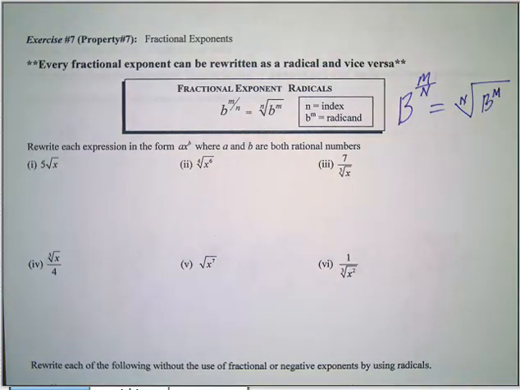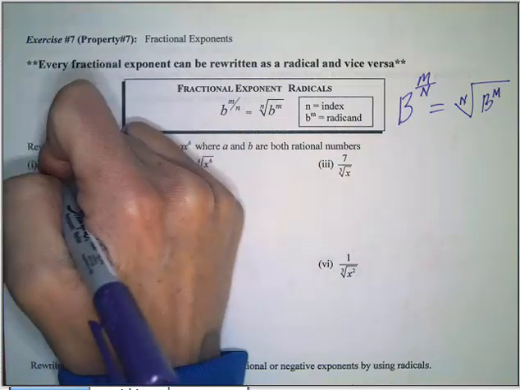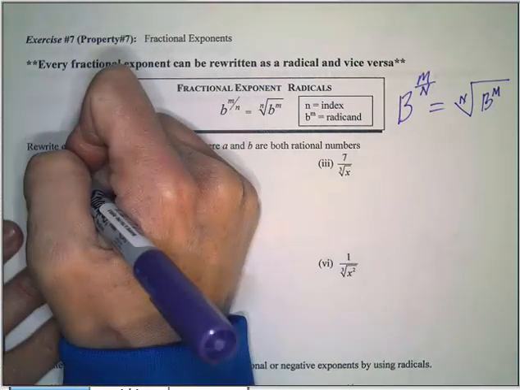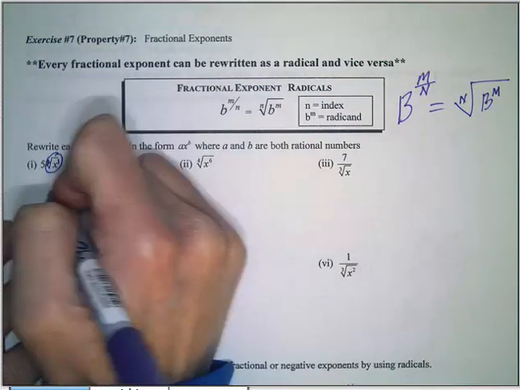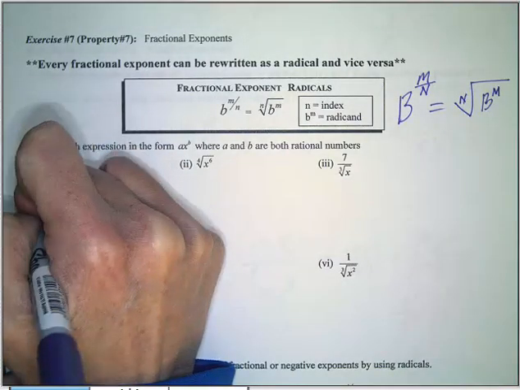So make sure that we rewrite each expression in the form of a x to the b, where a and b are both rational numbers. So this radical is only attached to x. We've done this before, and we know square root of x. We know that the exponent is 1 and the index is 2, so this is x to the 1 over 2. And 5 is just being multiplied in front.